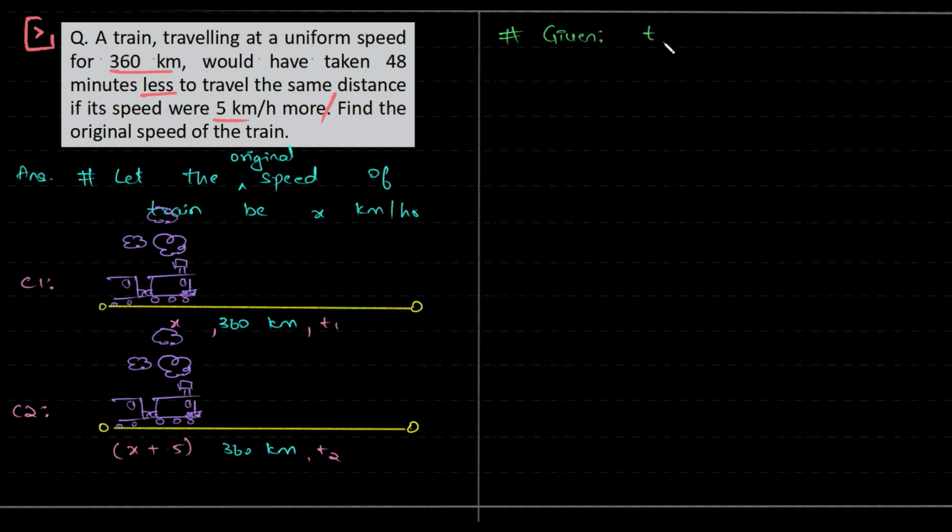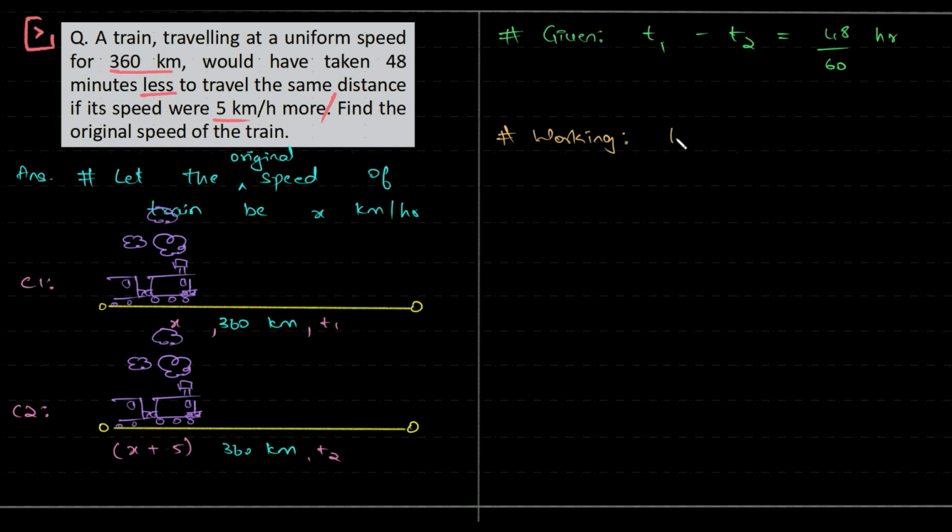We have two different cases and we have been given the following. Time for second scenario, obviously it will be lesser, it's faster now. The time taken for the second scenario is 48 minutes less. So minutes I'll convert to hours by dividing with 60. So this is your difference in time. Remember, if your speed increases, time will be less. So T2 will be lesser than T1. Make sense?